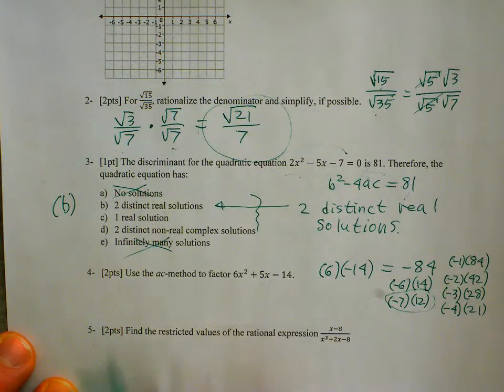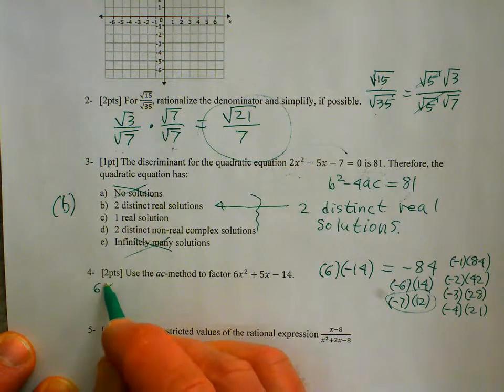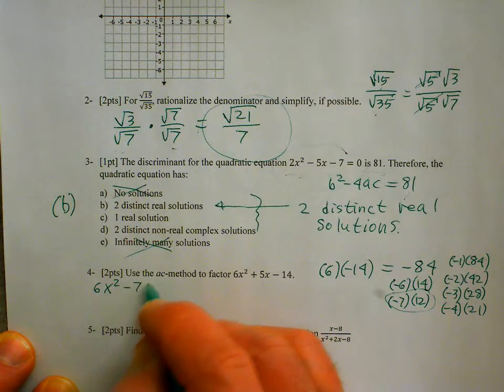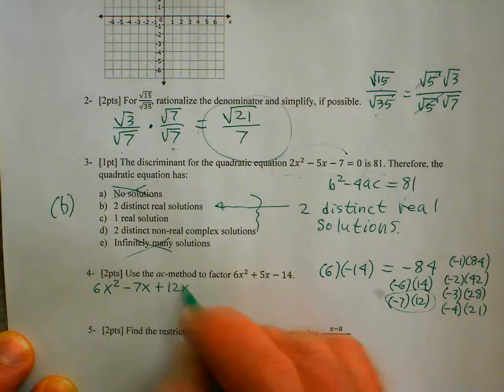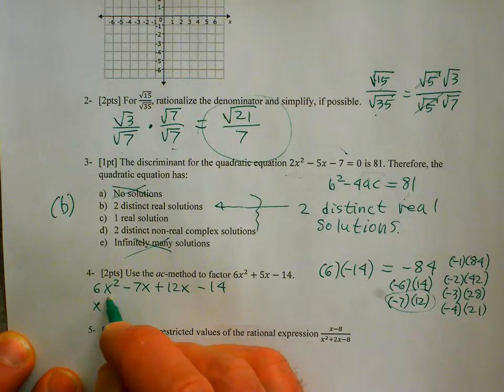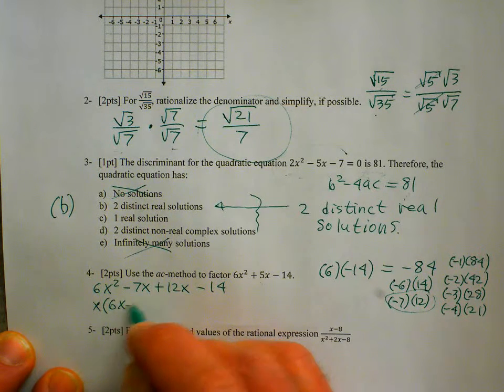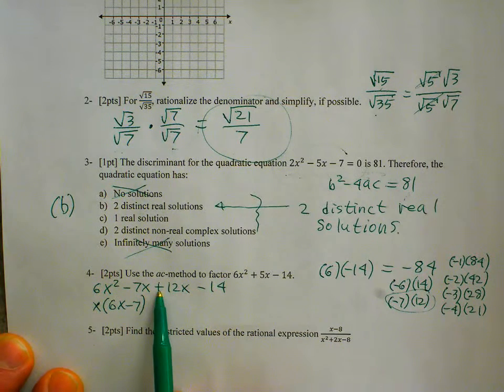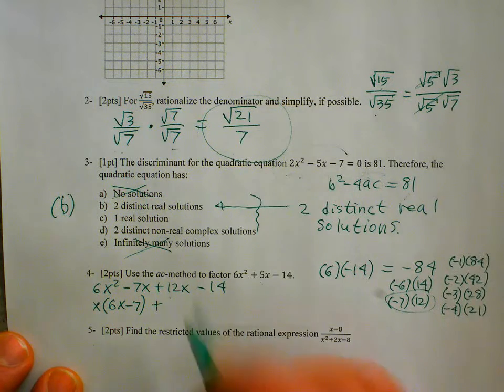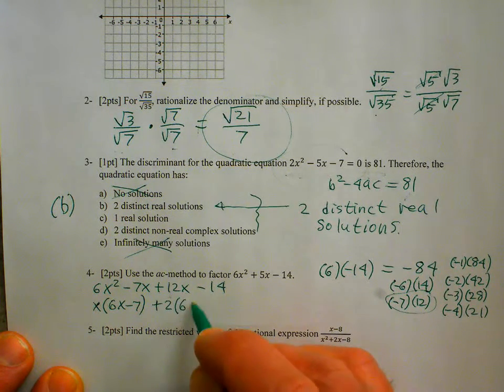So we replace the middle term plus 5x with minus 7x plus 12x. And then we factor by grouping. Out of the first two terms, we can factor out x, that's the greatest common factor, x times the quantity 6x minus 7. The middle operator is addition, so we bring down the middle operator. And then the third and fourth terms, the greatest common factor is 2. And the binomial is 6x minus 7.